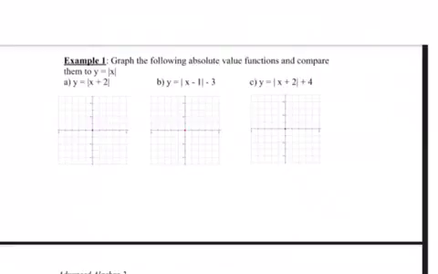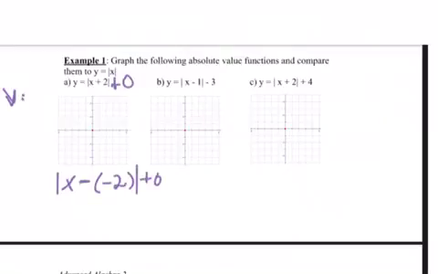So let's look at graphing these. Okay, so in this one, k is 0. So my vertex is going to be h. Now I notice x plus 2, so that's the same as x minus -2 plus 0. So my vertex is -2, comma 0.